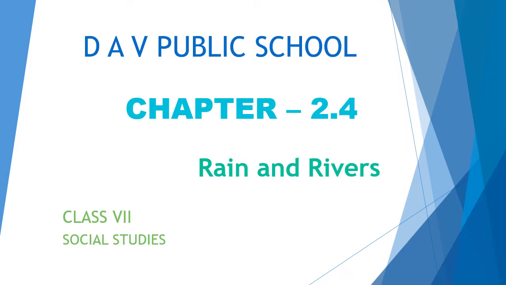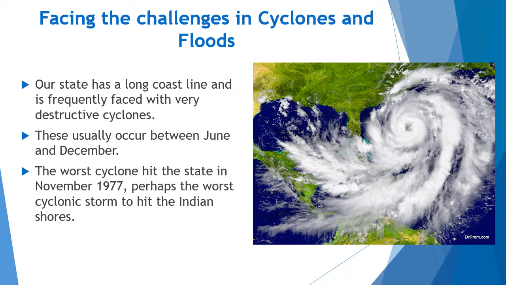The continuation of the topic, that is rain and rivers. Actually, in this topic about rain and rivers, you have already studied about floods and how they affect us, and in continuation, how we are getting floods and cyclones. It is mentioned in this chapter. So now we are going to continue the topic, that is facing the challenges of cyclones and floods.